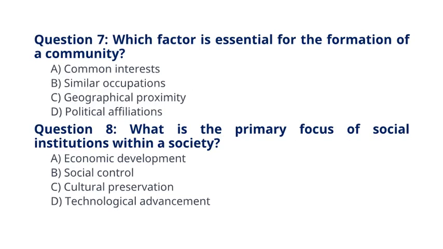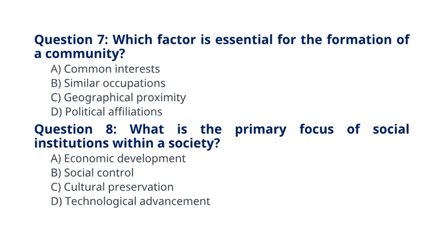Question 7. Which factor is essential for the formation of a community? A. Common interests. B. Similar occupations. C. Geographical proximity. D. Political affiliations. The correct answer for question 7 is option C. Geographical proximity.